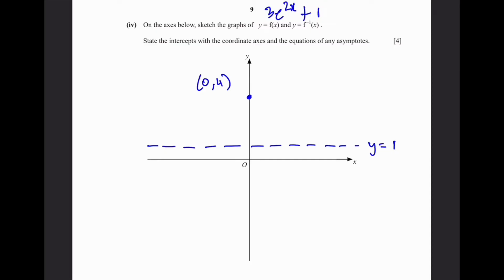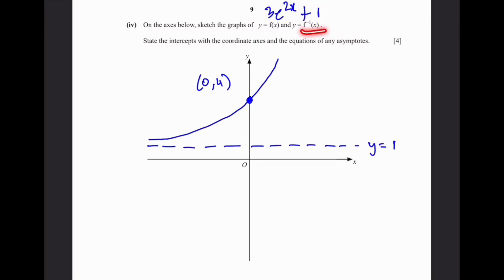But it can never be equal to 1, since e to the power 2x is not equal to 0, it's greater than 0. Strictly greater than, which means it cannot be equal to 0. So, as x approaches negative infinity, y approaches 1. That's the meaning of this asymptote. So we can just draw the graph, something like this. Now that's our answer for y equals f of x.